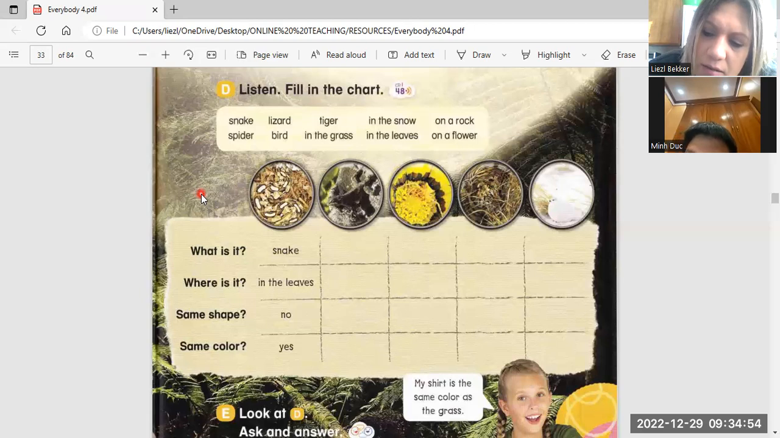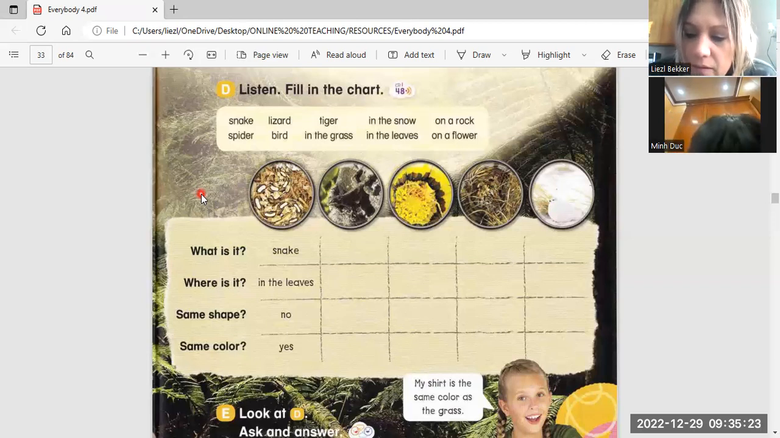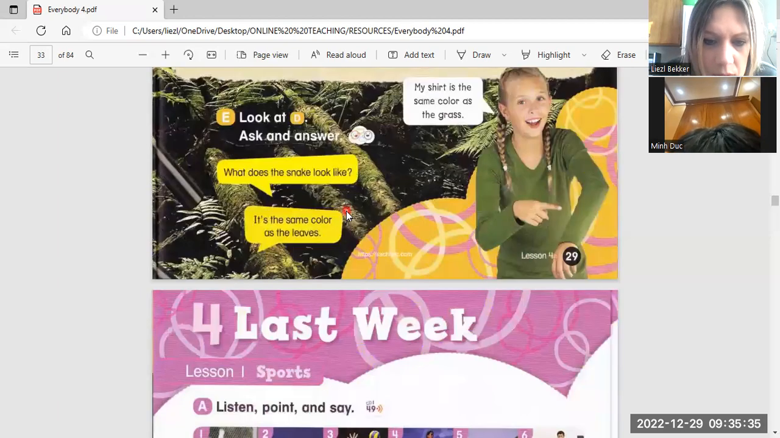Okay, the last one. Bird. Where is it? In the snow. Same shape. Oh, no. Same color. Yes. Okay. The next one.